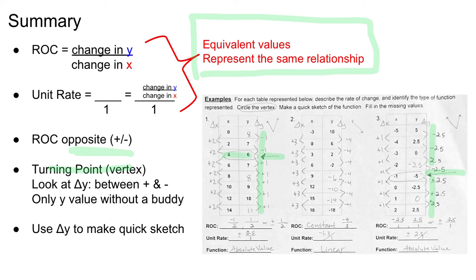And it's the one without a buddy. What I mean by buddy is you can see here that these match up, and you can see here that these match up. And so it doesn't have a partner. Now, these right here don't have a partner, but that's just because we haven't extended the graph, and we could extend it that way. And to make your quick sketch, you are going to use your change in Y. So when I see that these are all negative, then I know my graph is going down. When I see some negative, that's going down, and then some positive, that'll be going back up.